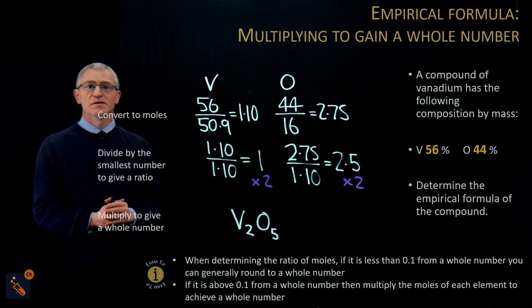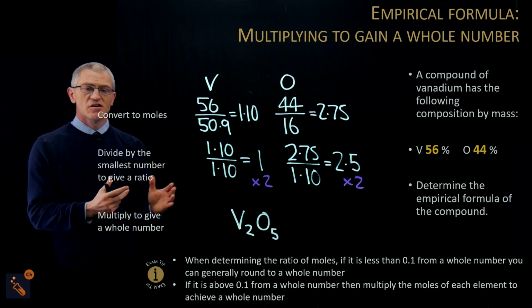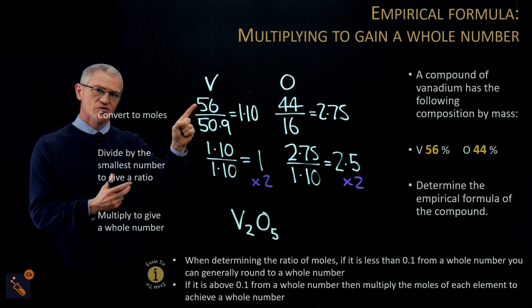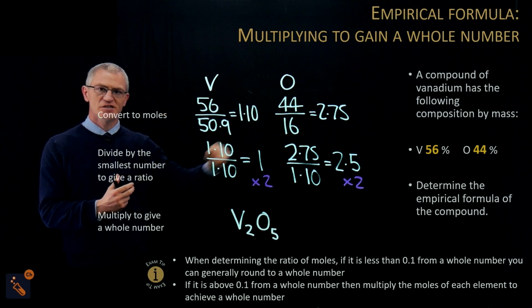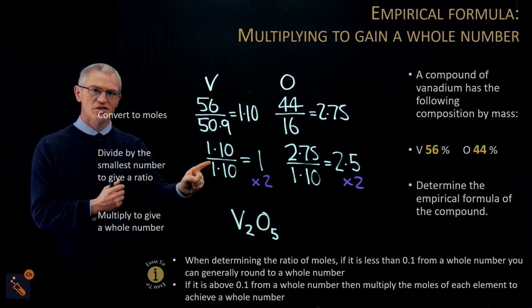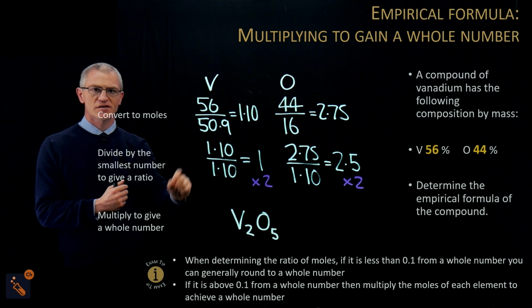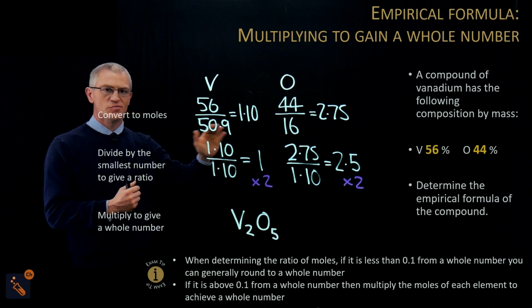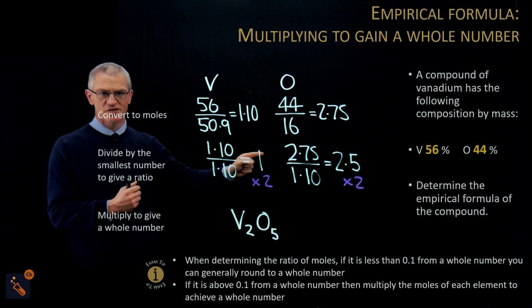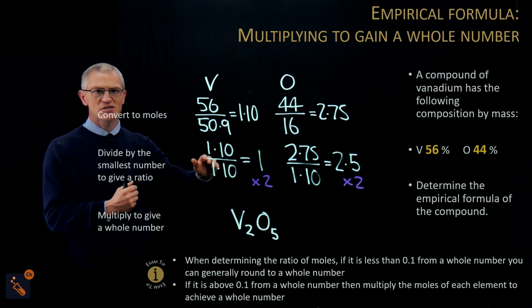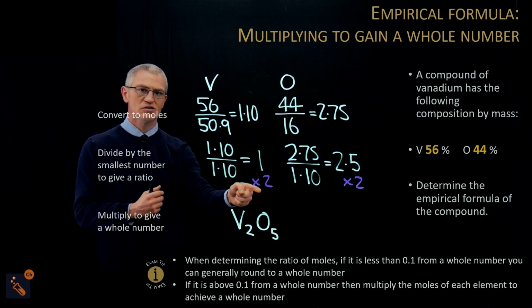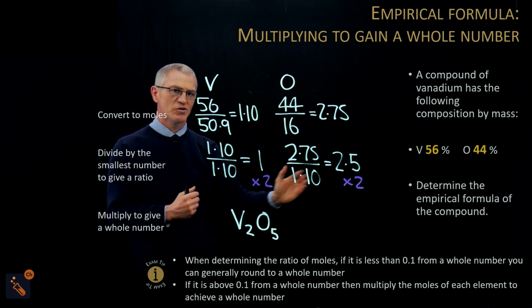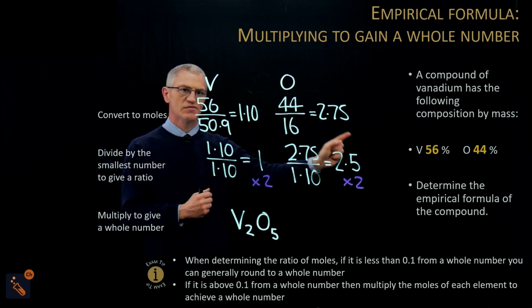V2O5. So if we just go through that again, we work out our moles: we turn the percentage into mass and divide it by the atomic mass of the element. Make sure we do this table again, it makes it really clear and really simple. We then divide by the smallest number. We didn't get a whole number. The number was above 0.1, it was 0.5. Then we think, how can we turn that 0.5 into a whole number? Well, the easiest way is to times it by 2. So we times it by 2 on each one, and that gives us a 2 and it gives us a 5.